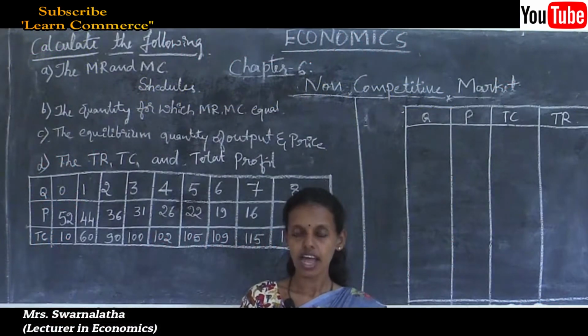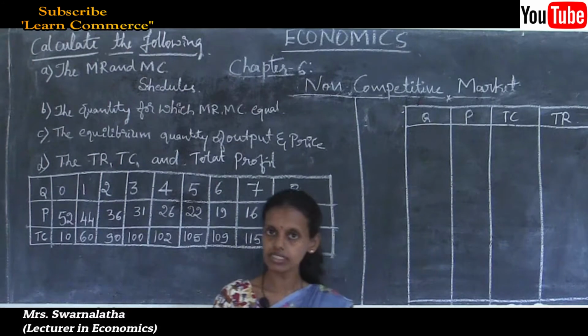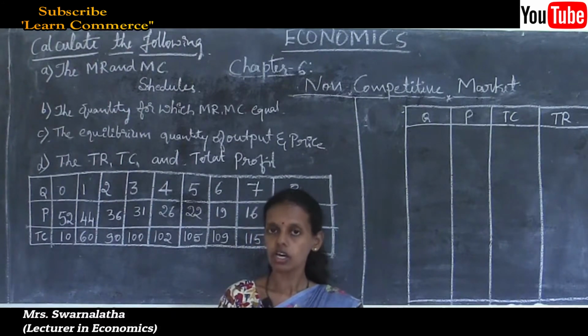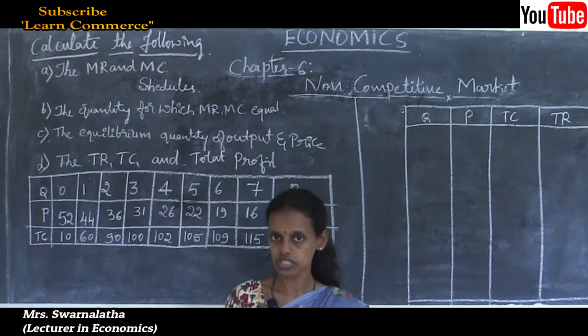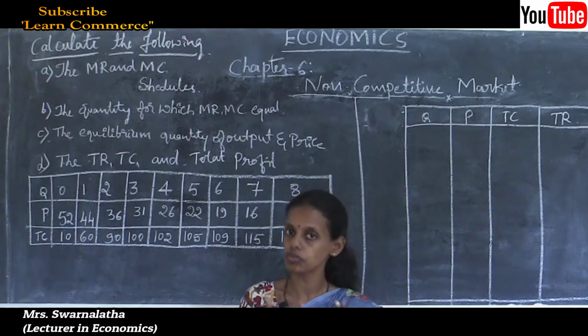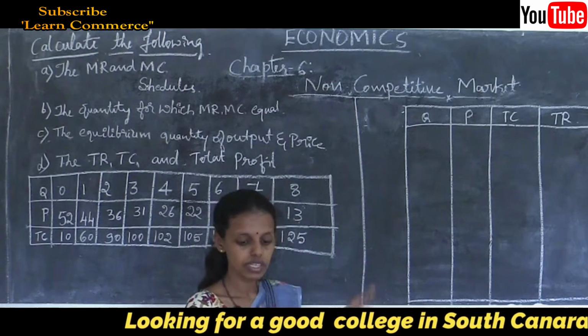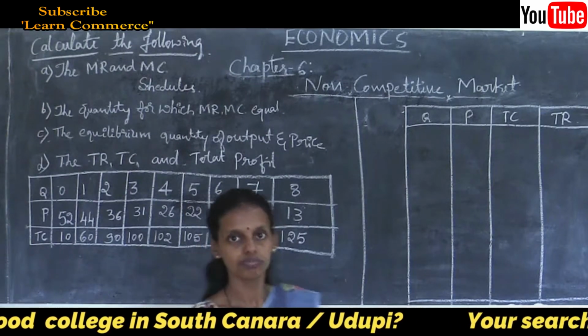Hello students, as we discussed earlier through the figure, how the firm is going to earn the equilibrium in the short run, what are the total revenue curve, total cost curve and all. Now we are going to see directly how the firm is going to earn the profit through the calculations. One calculation is given here.